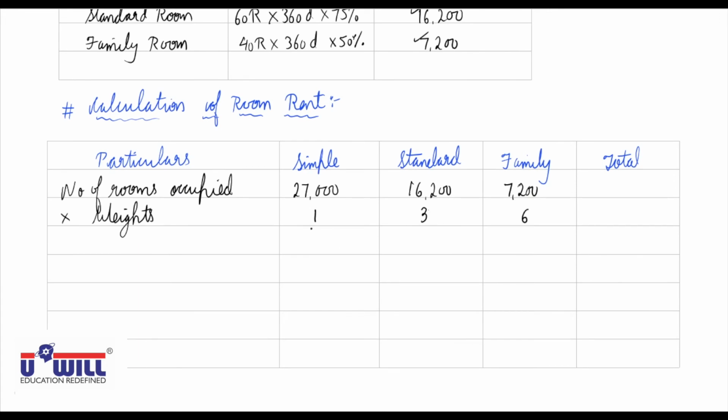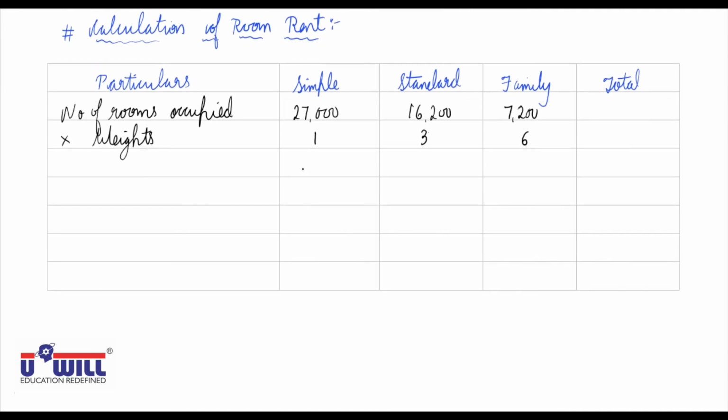Now this all will be multiplied with the weights to get the weighted rent. So if you multiply it with the weights, what we will get is 27,000 into 1, 27,000. 16,200 into 3, 48,600. And 7,200 into 6, 43,200. This is the weighted rent.